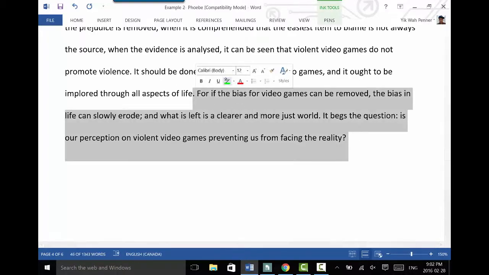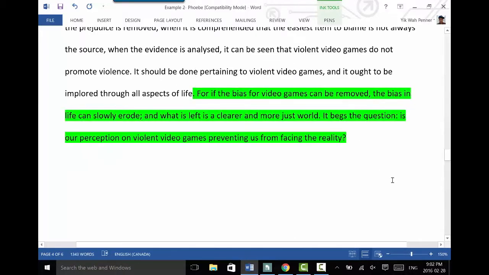Okay, let's see. I'll just highlight it. This is her closing remarks, the 2 final sentences of her essay. And it says, "For if the bias for video games can be removed, the bias in life can slowly erode, and what is left is a clearer and more just world. It begs the question, is our perception on violent video games preventing us from facing the reality?" So here she's ended with a rhetorical question, the rhetorical question being, are we blinded by our own personal bias, of which she is arguing we are? Okay, so that is that.